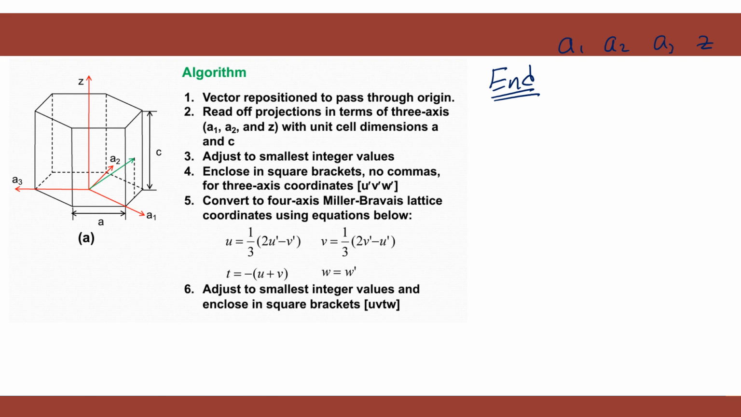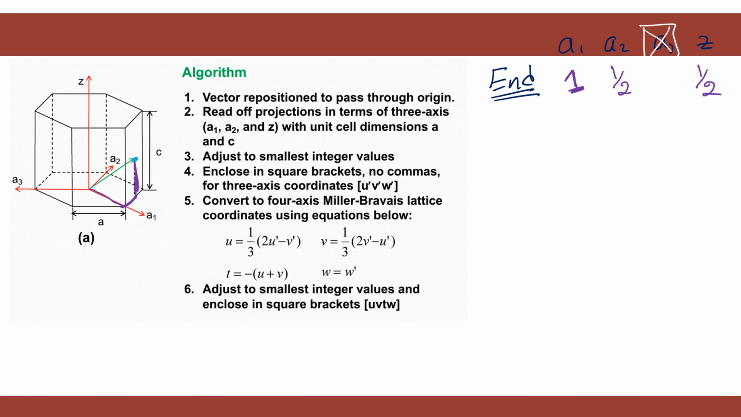So at the beginning, we ignore the A3. We don't think about the A3. We find out the end point coordinates considering A1, A2, and C. So this is our end. Am I right? To reach the end, I have to go 1 along the A1, and half along the A2, and half along the Z. Do you agree with that? Is that right?